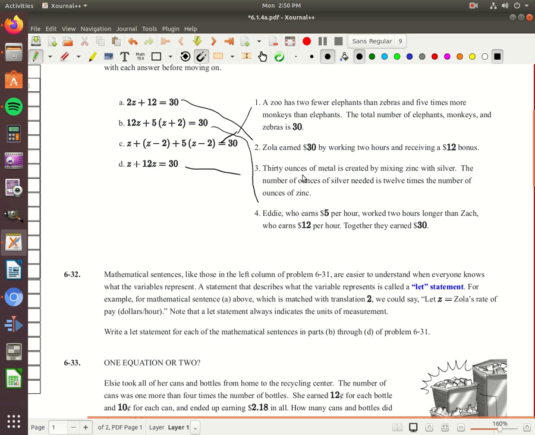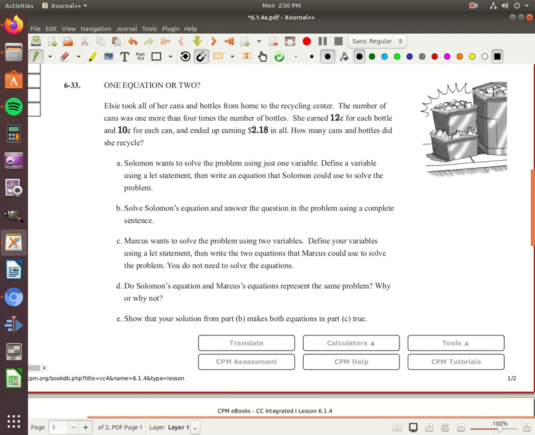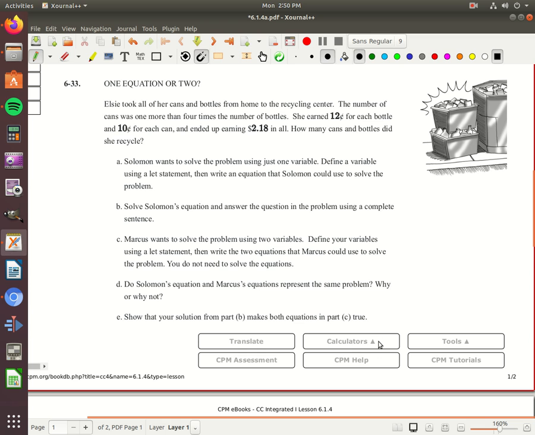And on this one, 30 ounces of metal is created by mixing zinc with silver. The number of ounces of silver needed is 12 times the number of ounces of zinc. So Z is how many ounces of zinc you need. You multiply that by 12 to get the ounces of silver. So that's what the Z's would equal in all of these equations. So one equation or two, and again, maybe we didn't actually address this. We addressed something similar to it, but we'll see.